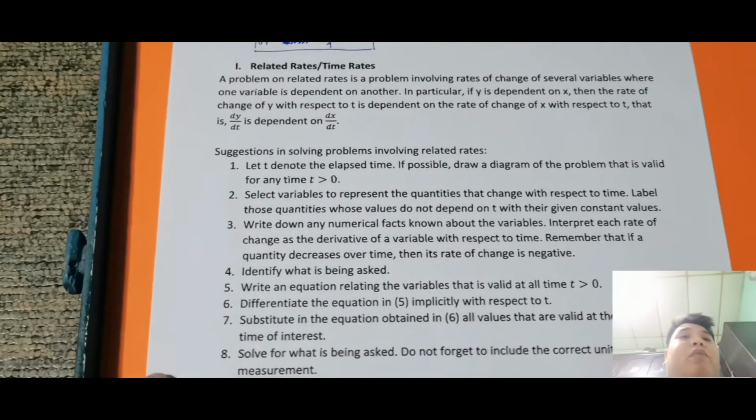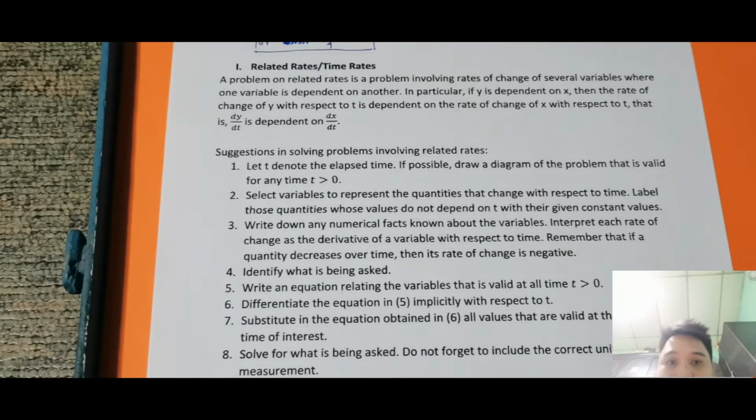So a problem on related rates is a problem involving rates of change of several variables where one variable is dependent on another. So in particular, if y is dependent on x, then the rate of change of y with respect to t is dependent on the rate of change of x with respect to t. So that is dy over dt is dependent on dx over dt. So ito nga, ang gagawin natin dito is i-differentiate natin yung x and y variable with respect sa t. So kasi nga time yung pinag-uusapan natin dito.